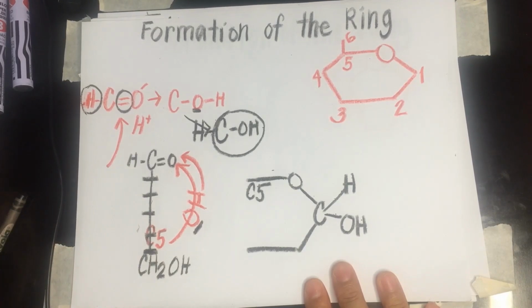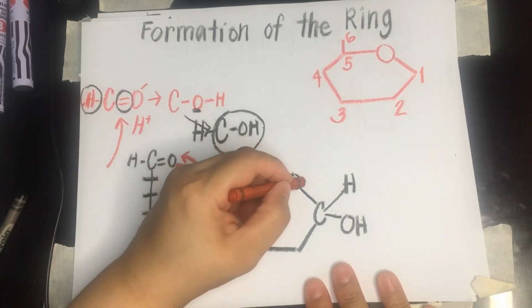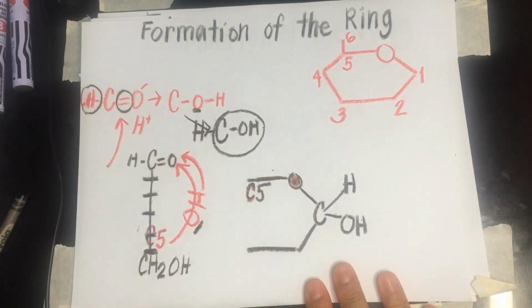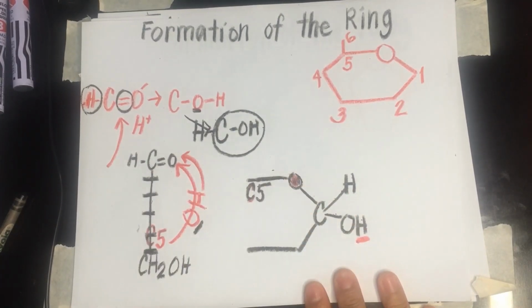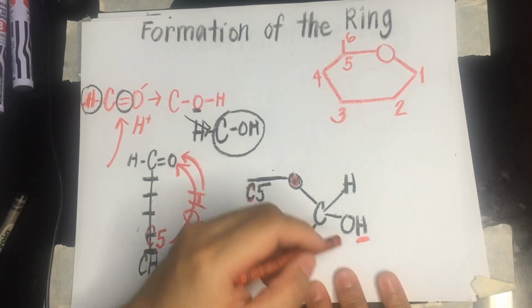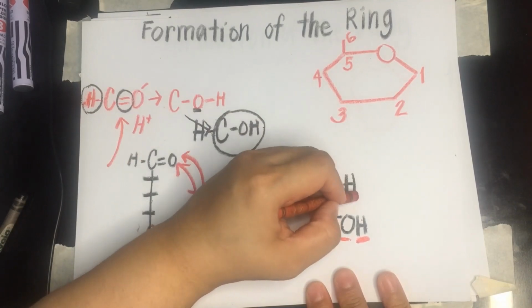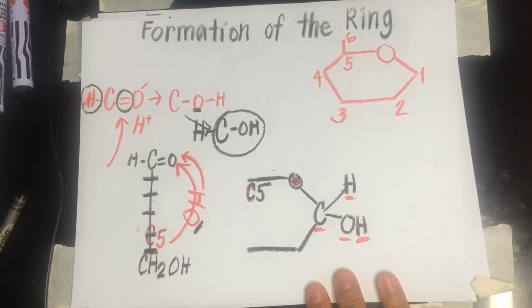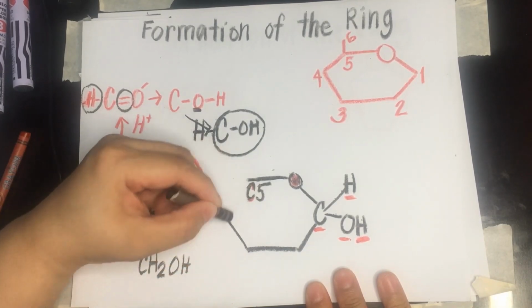Again, if we are going to try to locate the COH of our carbon number 5, here is your carbon number 5, C, here is the oxygen. Where is the hydrogen? This is the hydrogen. What about carbon number 1? This is carbon number 1. This is the double bond O, and this is the hydrogen. So, that is basically how the ring was formed.